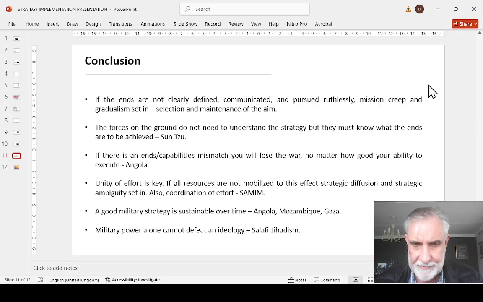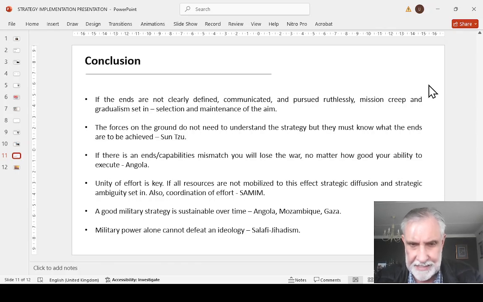Next point is that unity of effort is key. If all resources are not mobilized to this effect, strategic diffusion and strategic ambiguity sets in. Coordination of effort as well. And this is also one of the problems that Saham found themselves in. Because, for instance, there was no interoperability between them and the Rwandan forces. Not politically, neither as far as radio communications were concerned. They didn't have compatible radio communications, and neither party really wanted to communicate with each other. So it was a wasted effort. As far as I know, the Rwandans are still there, 3,000 to 4,000 of them.